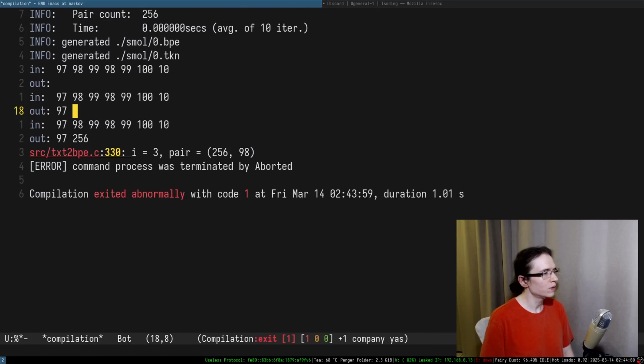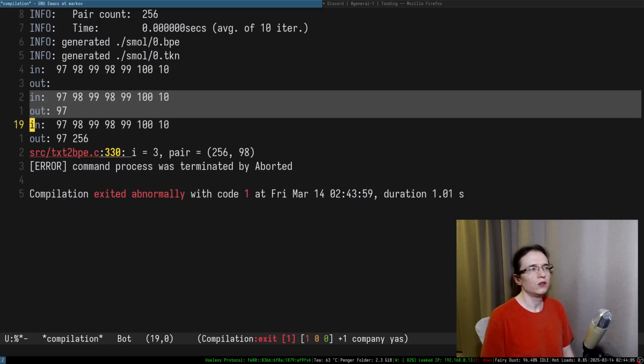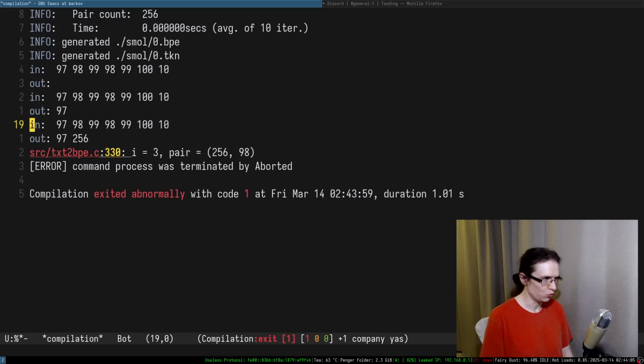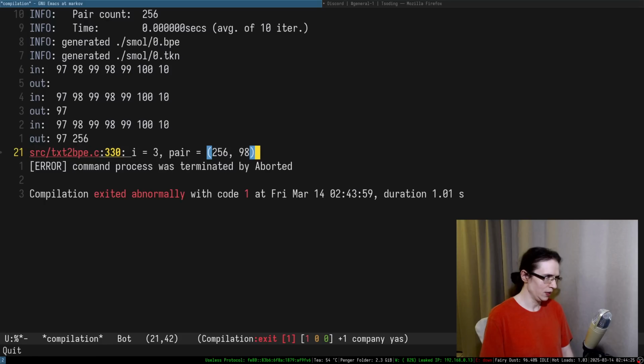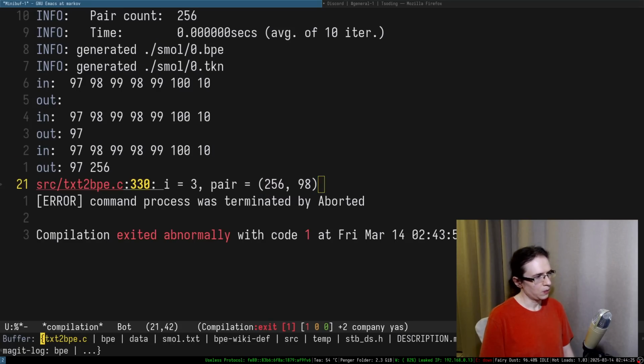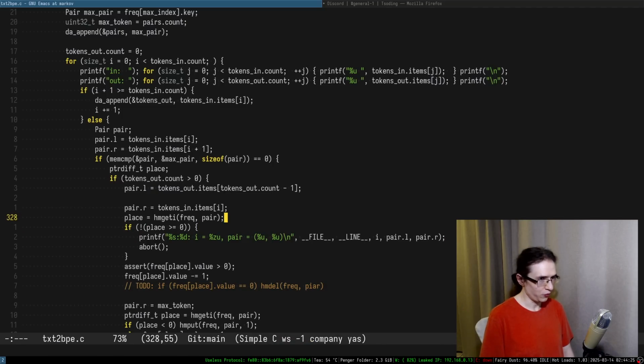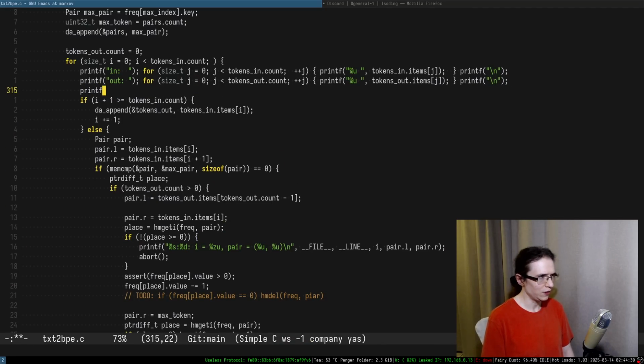Okay, and then something went horribly wrong in here. Look at that, it managed to successfully find the most frequent pair, 98, 99. This is the most frequent one because there are 2 of them. And it managed to successfully replace this one, but then it failed afterwards, and it failed precisely in here. That is rather interesting. So on top of this thing, we can also print the hash table.